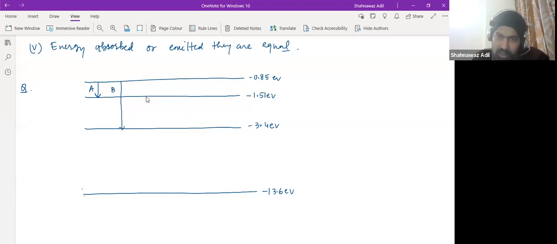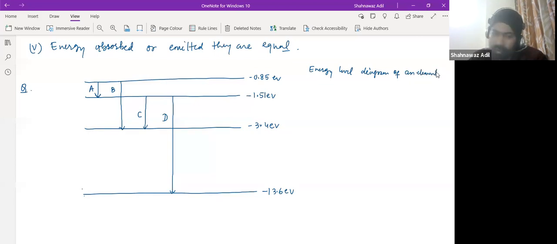Right, and then this one is this one is right. So the question is that the energy level diagram of an element is shown in the figure, right? Which transition?